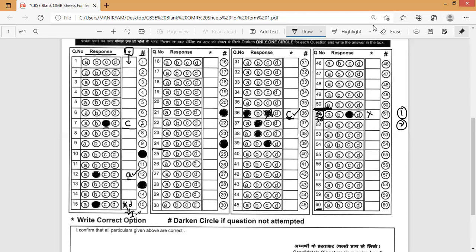That's all. It has been considered. Even though you have bubbled here, if you feel C is the correct answer and you have written C, then they will give the mark. That is what you have to remember.